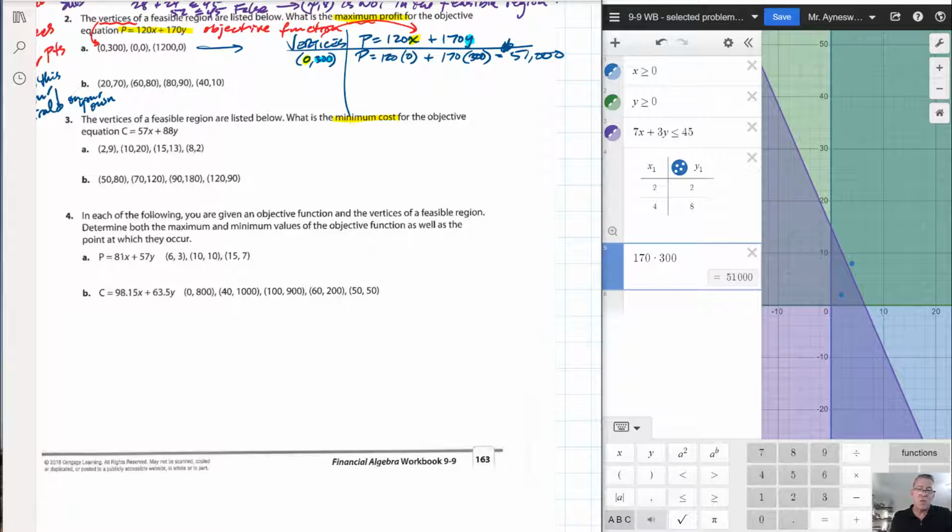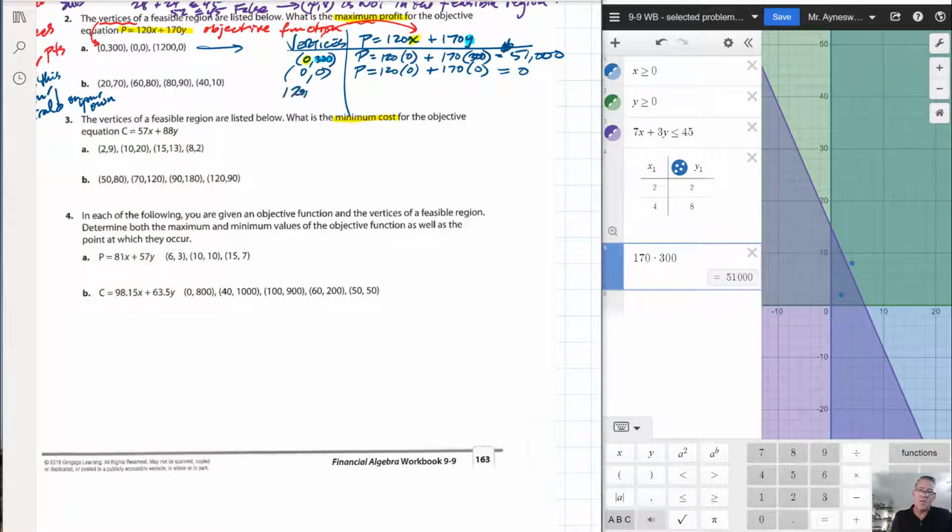I don't know. Okay, so you have to test them all. So 0, 0. Well, that's not going to give us anything. So 120 times 0 plus 170 times 0. Well, that's just 0. So that is definitely not the max. 0, 0 will never be the max. I mean, that means you don't sell anything, you don't produce anything, you're not going to make anything.